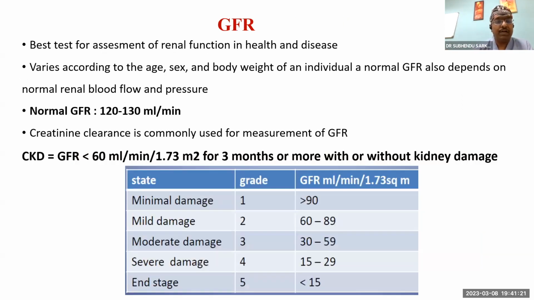The first one is the GFR. The normal GFR is 120 to 130, and in CKD, the GFR is less than 60 ml per minute per 1.73 meter square for 3 months or more, with or without any kidney damage. If we see the chart, depending upon the degree of the GFR, we can categorize the degree of CKD, starting from minimal damage to end stage renal disease.